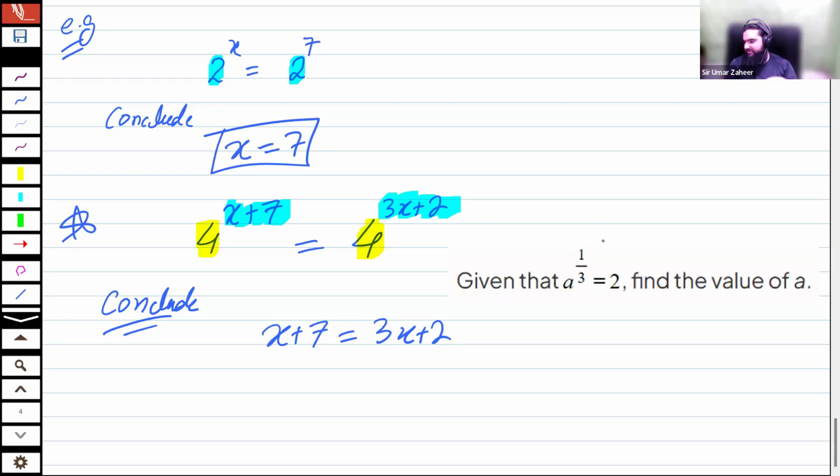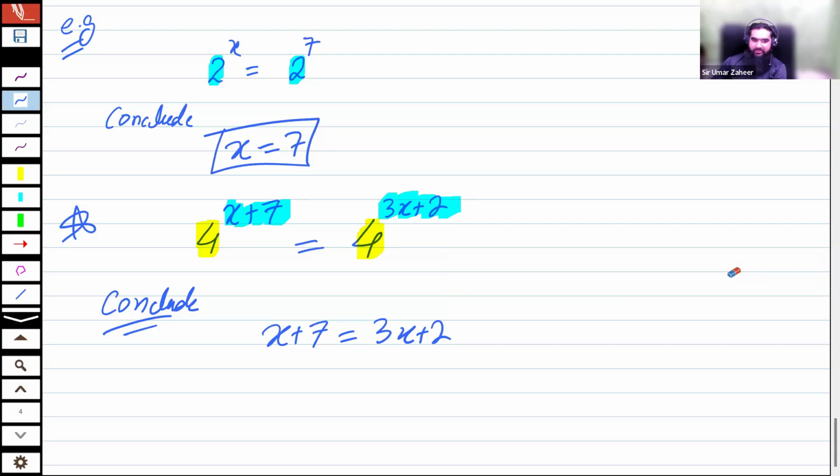Okay, this is a question. You are given that a raised to power 1 over 3 is equal to 2. You have to find the value of a. No, this is not it, sorry. I have chosen the wrong one. One second. I'm looking for the worksheet.